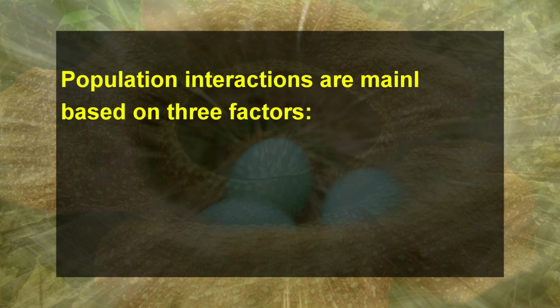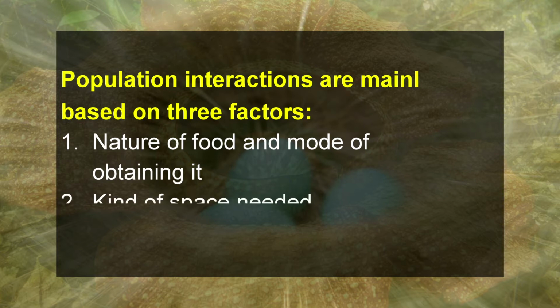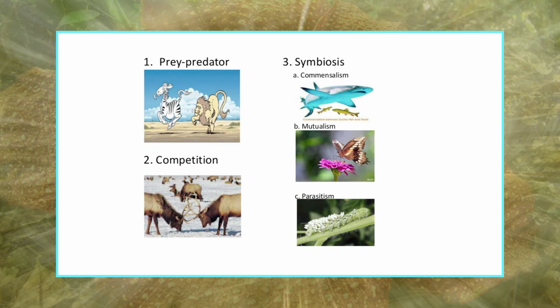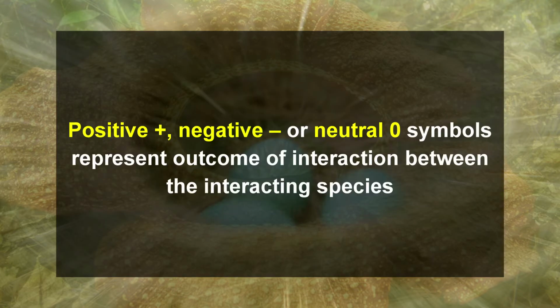Population interactions are mainly based on three factors. Number 1, nature of food and mode of obtaining it. Number 2, kind of space needed. And number 3, habits. On the basis of nature of interactions, there are 5 types of population interactions. Number 1, interspecific competition, negative. Number 2, parasitism, predation, herbivory, negative-positive. Number 3, commensalism, positive-neutral. Number 4, mutualism, positive-positive. Number 5, amensalism, negative-neutral. Positive, negative or neutral symbols represent the outcome of interaction between the interacting species.